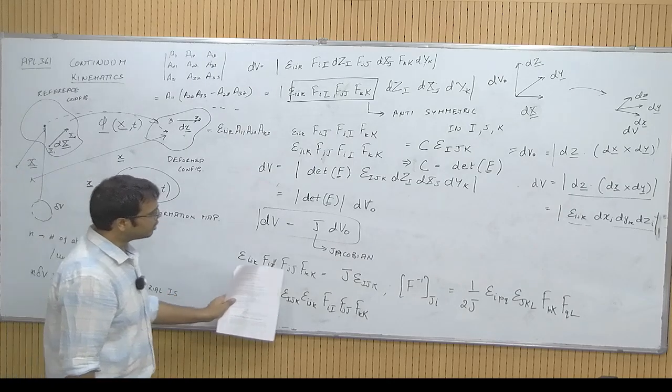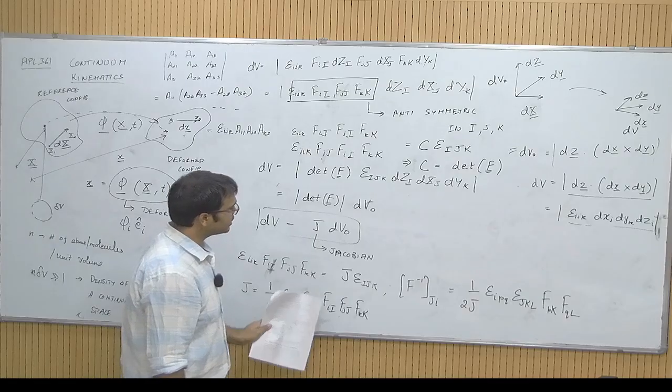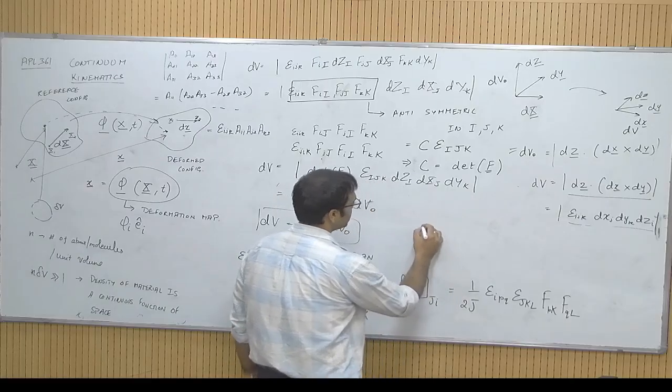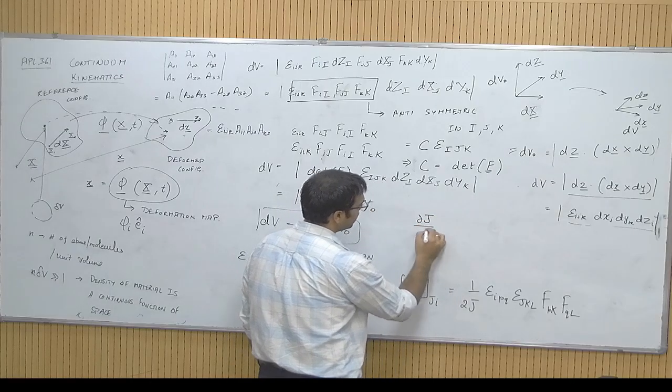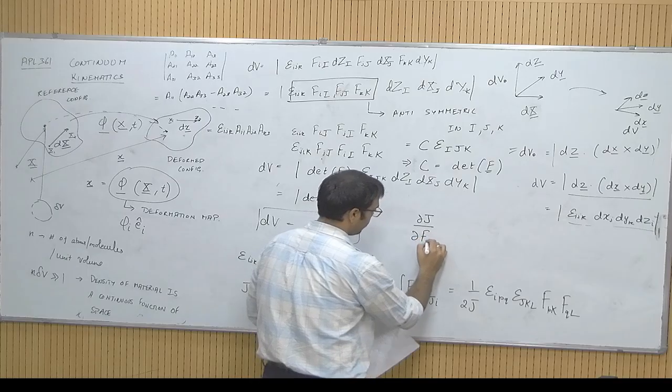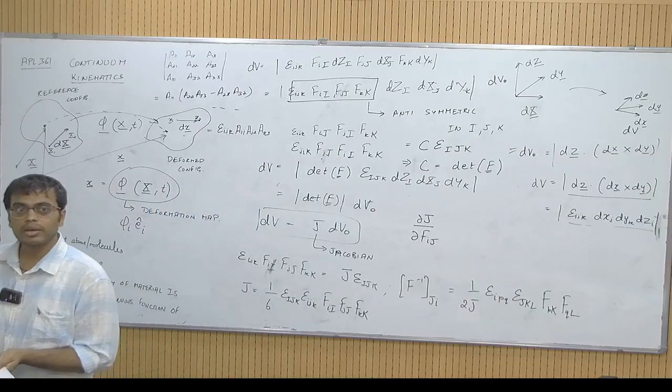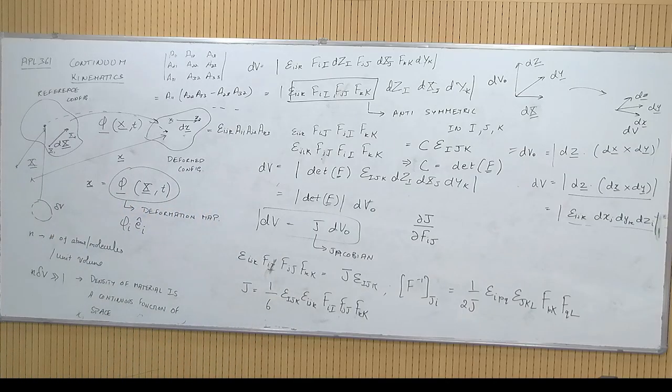Actually, let me not use it in any derivation. Let me just give you the result that I am going after, and the result is what is del J by del F_iJ. Just like I started this class by differentiating the magnitude of a vector with respect to that vector.